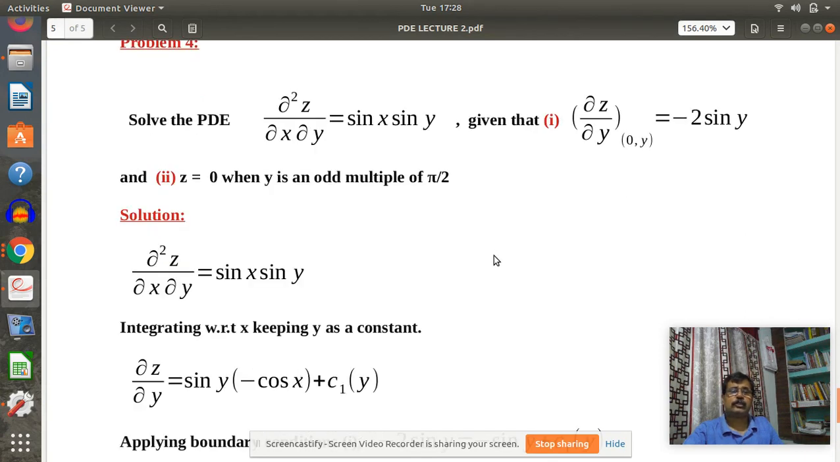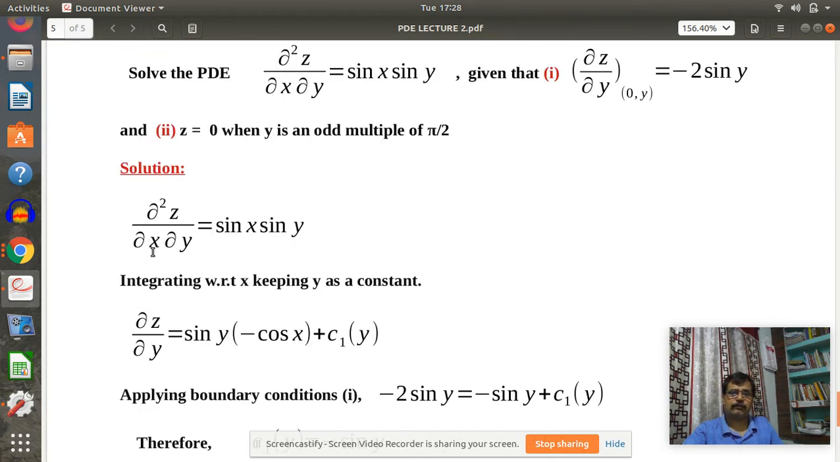Okay. So in this problem, we start with the partial differential equation ∂²z/∂x∂y equal to sin x into sin y. To solve this equation, we integrate with respect to x, keeping y as a constant. While integrating with respect to x, the integral of this term is ∂z/∂y. It is equal to integrating with respect to x, not with respect to y. So sin y into the integral of sin x, that is minus cos x, plus c1 of y.